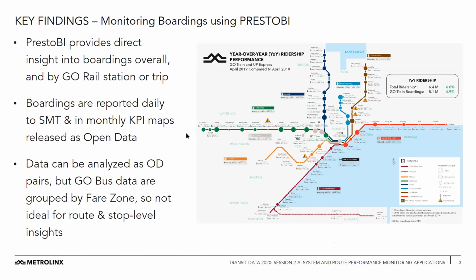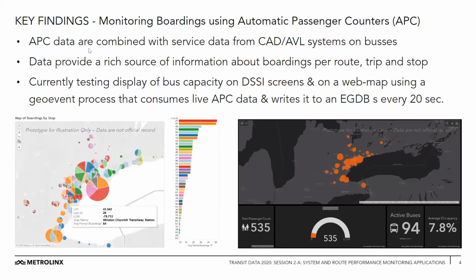But the alternative data set is the APC, automatic passenger counters. What it gives us is a much richer information source. For example, the bottom left here is the stop level boardings by different GO bus routes. We're also working on ways to have real-time feeds to link that data to our enterprise geodatabase server and display it in real time so we can see where the buses are and how crowded they are. This is currently just for internal purposes, but we're working on ways to share that information with customers as well.